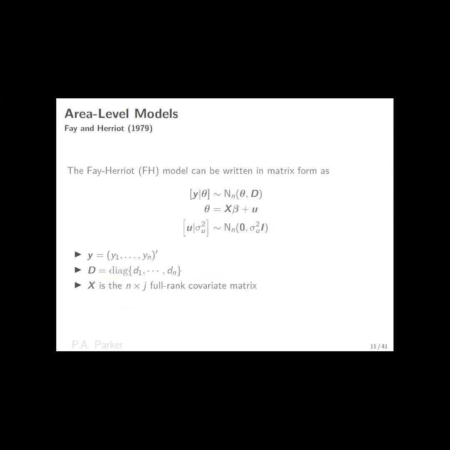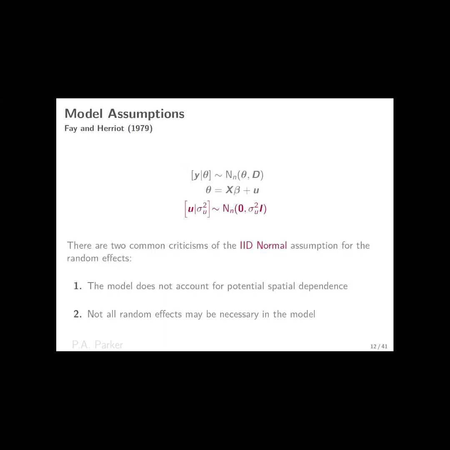So here I'm just rewriting that Fay-Herriot model in matrix form. So our vector of responses, y, is now multivariate normal around this vector theta, and D is a diagonal matrix of those variance terms. X is just going to be an n by j covariate matrix here. And so, again, this is the foundational area level model. A lot of work builds on this, and a lot of work is kind of built around some criticisms of the random effect structure here. And so the Fay-Herriot model assumes an IID normal random effect structure.